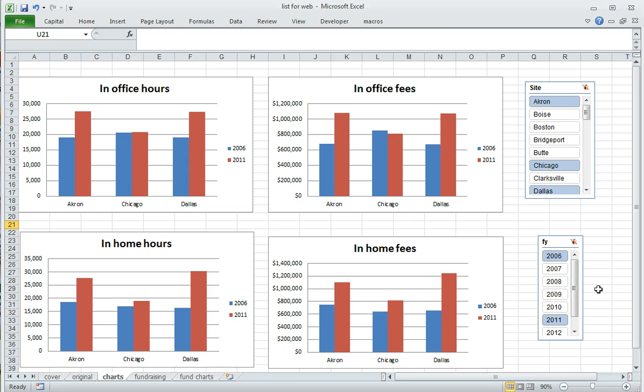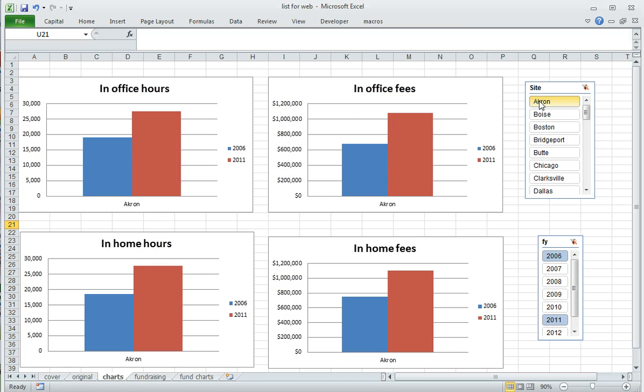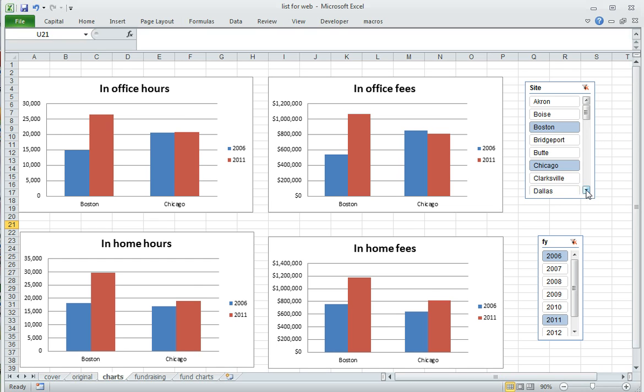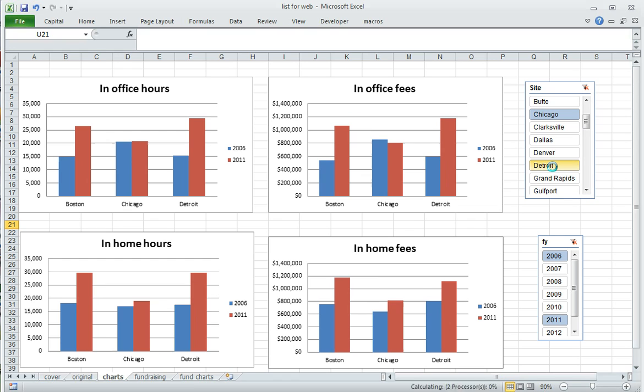What I'm doing here is I'm using something that is new in Excel 2010, which are called slicers. And I'm looking at the in-office hours, the in-office fees, the in-home hours, and the in-home fees. And I'm using these slicers to decide what I really want to look at. At this point, I have 3 sites chosen, Akron, Chicago, and Dallas. I can say I just want Akron, or I don't want any of those. I just want Boston. Or I want Boston and Chicago, or I want Boston, Chicago, and Detroit. And there they all are, lined up sort of instantly.